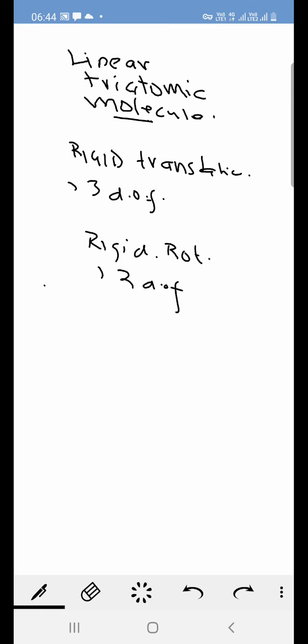And there will be 4 modes of vibration. When we talk about vibration, there will be 4 modes. Out of these 4 modes, 2 modes will be longitudinal vibrations, and 2 modes will be transverse vibrations.